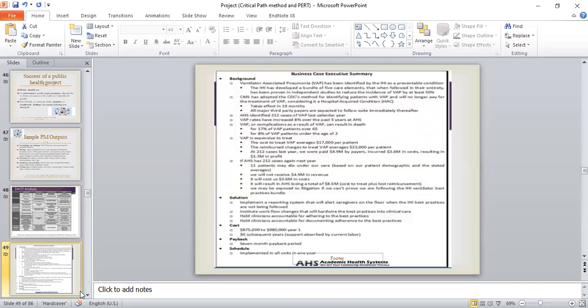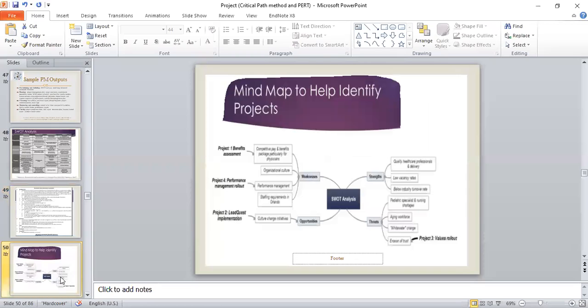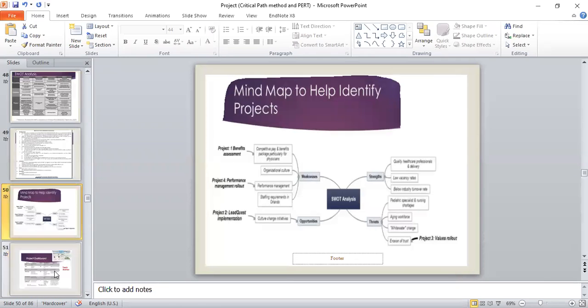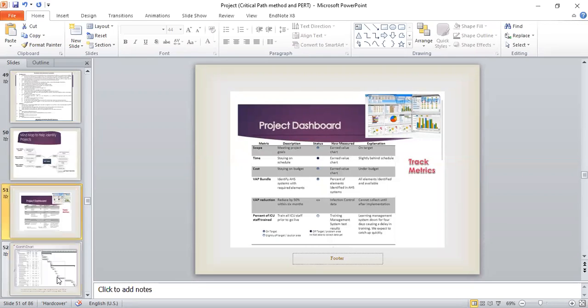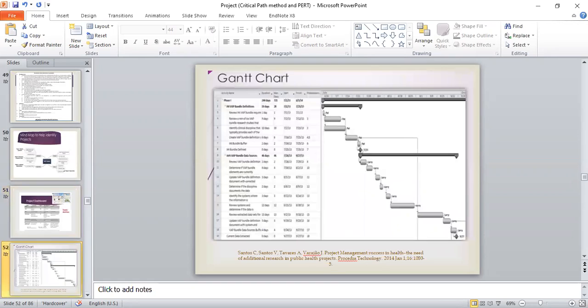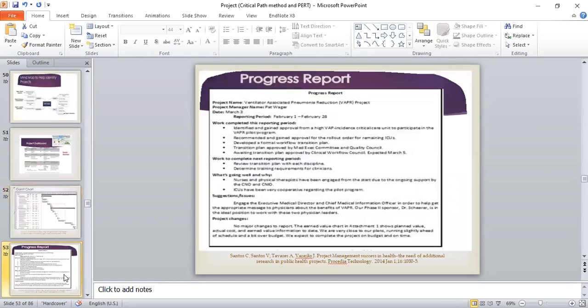This is a business case executive summary. This is the mind map to help identify the project SWOT analysis. This is a project dashboard, which is actually a project management output. There's a Gantt chart, progress report.